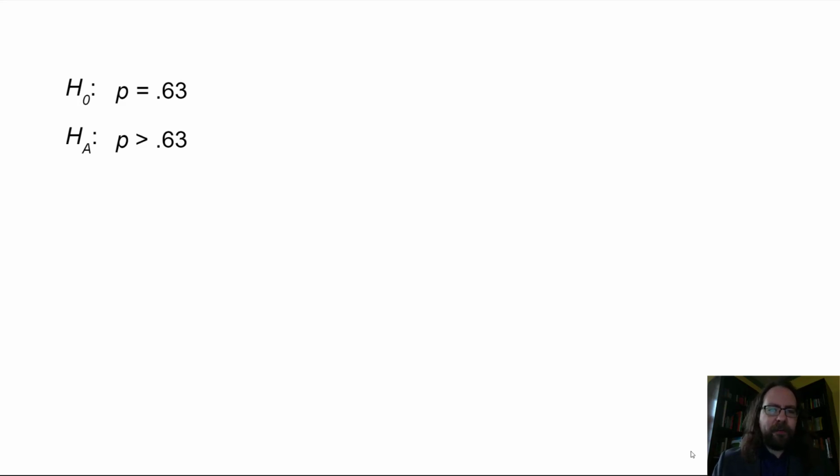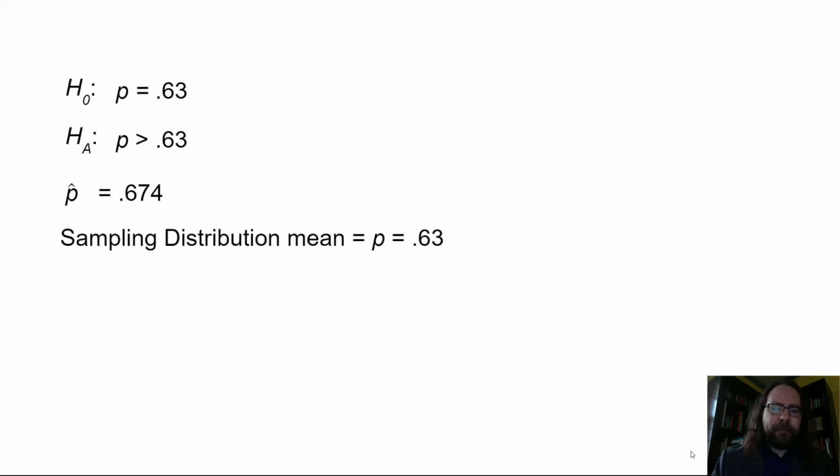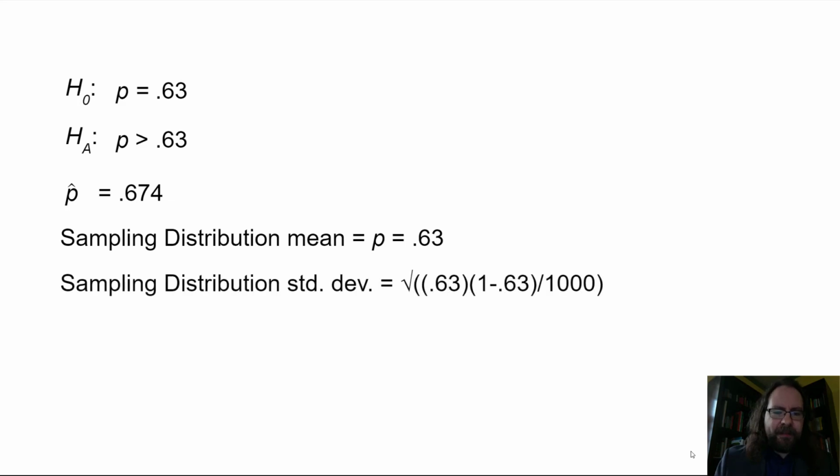From here, we also see in our problem that out of our 1,000 people surveyed, 674 would prefer to extend the quarantine. That's our p-hat because it came from our sample. So that's equal to 0.674, which is 674 out of 1,000. From here, we're going to define the aspects of our sampling distribution. The sampling distribution should have a mean of p, which is 0.63 here. And it should have a standard deviation of the square root of p times 1 minus p over n.